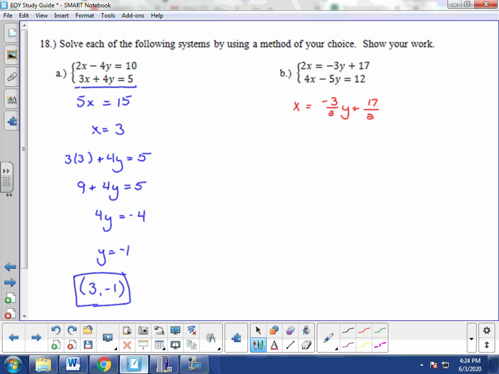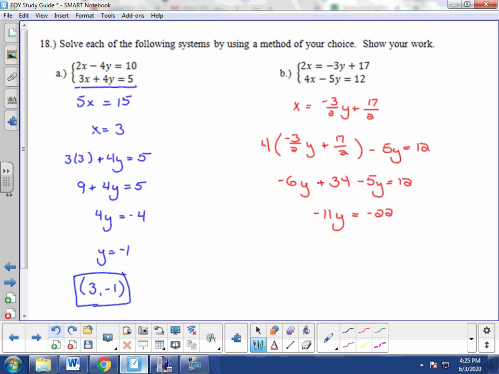Then I'm going to go ahead and take what is equal to this x value and substitute back into the second equation. So this would be 4 times negative 3 halves y plus 17 over 2 minus 5y equals 12. I would distribute this 4 here, which would give me negative 6y plus 34 minus 5y equals 12. Now I can combine my like terms, negative 11y, and at the same time I will subtract 34 from both sides. And so this would give me a negative 22. Divide by negative 11, so y equals 2.